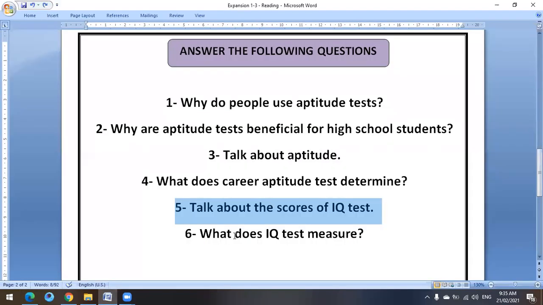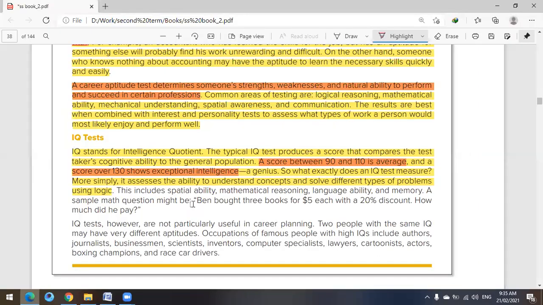Okay, the last question with us: what does IQ test measure? This is our question today. What does IQ test measure? Measures what? Hurry up. You'll find the answer here, in this part. It's very clear now. What does IQ test measure?